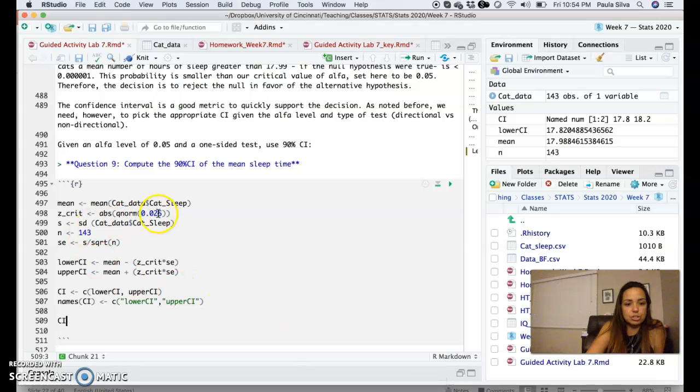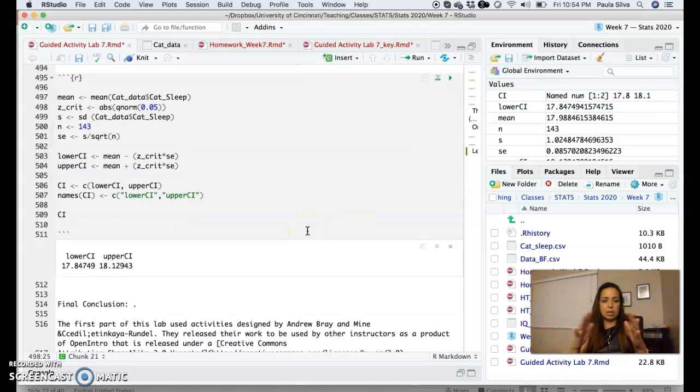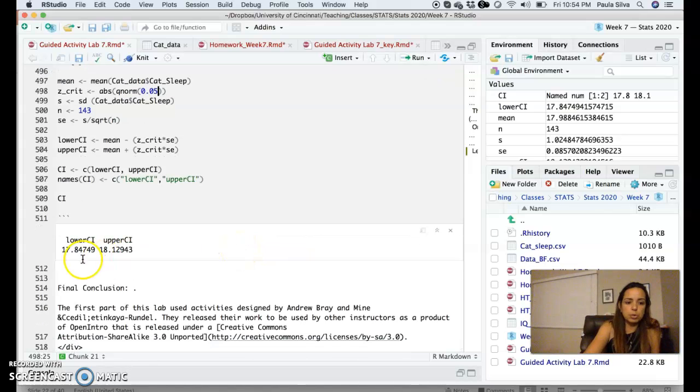And so I have to change this piece, and the rest will be the same. It will be a slightly tighter interval between 17.884 and 18.12.